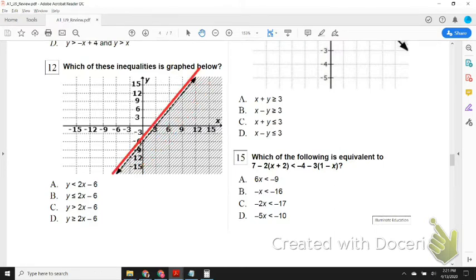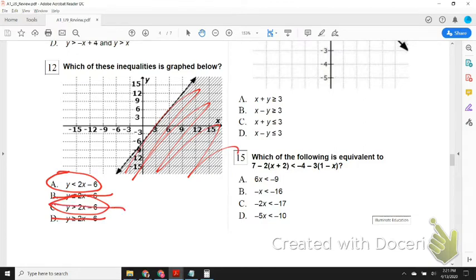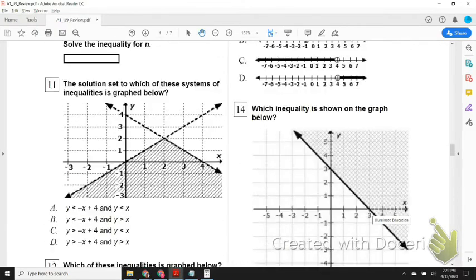That line is a dashed line, so we know that it's A or C, because B and D are less than or equal to, or greater than or equal to. We don't want that or equal to part. And because it's less, so shading below, our answer is going to be A. C says greater, that would have been shading above. All right, let's look at number 13.